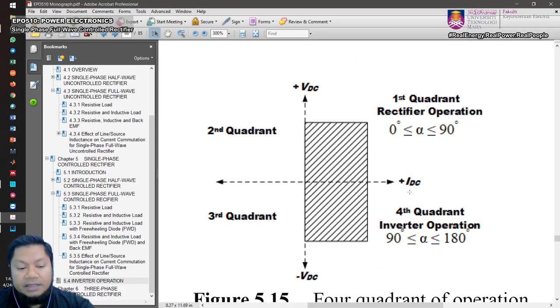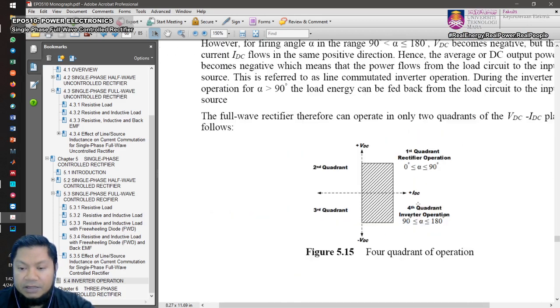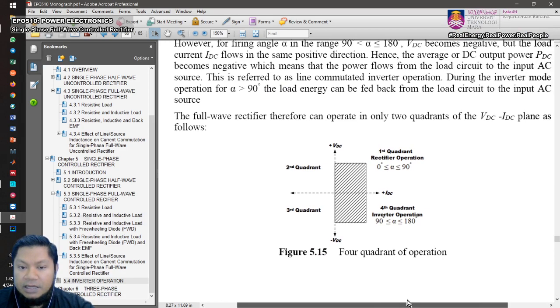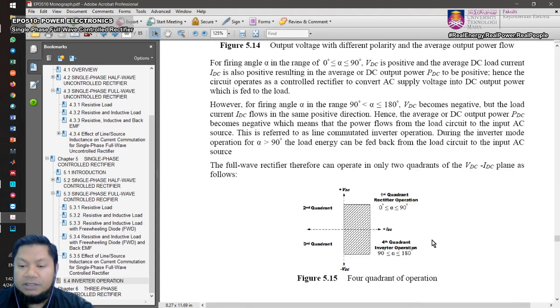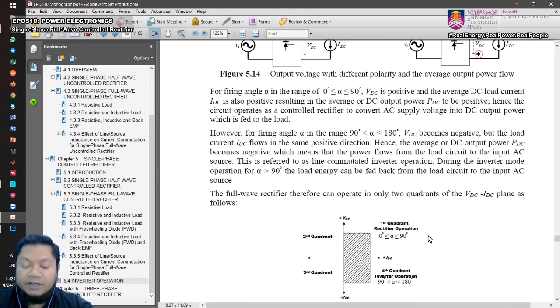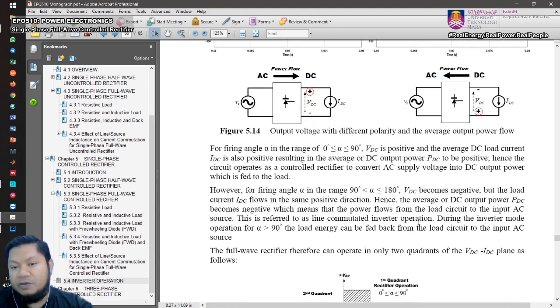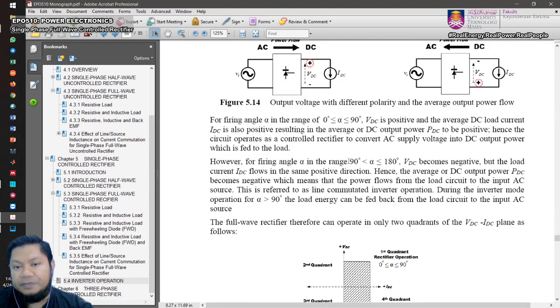And this quadrant is normally what we refer to as the motor operation, right? And this is very important, and we have discussed the controlled rectifier with a constant current output. Okay, thank you very much.